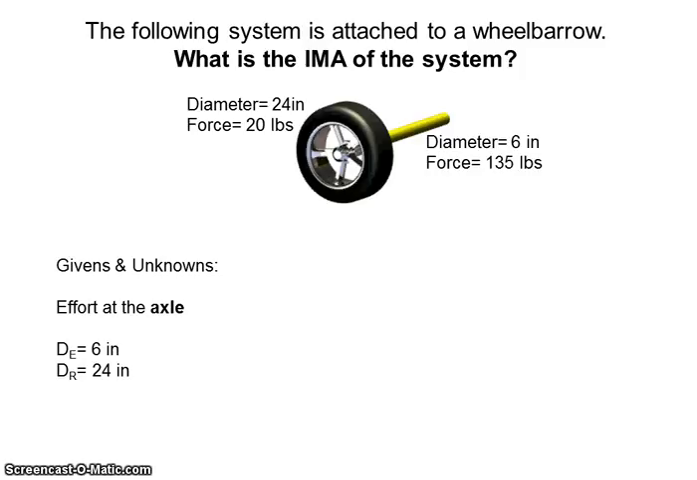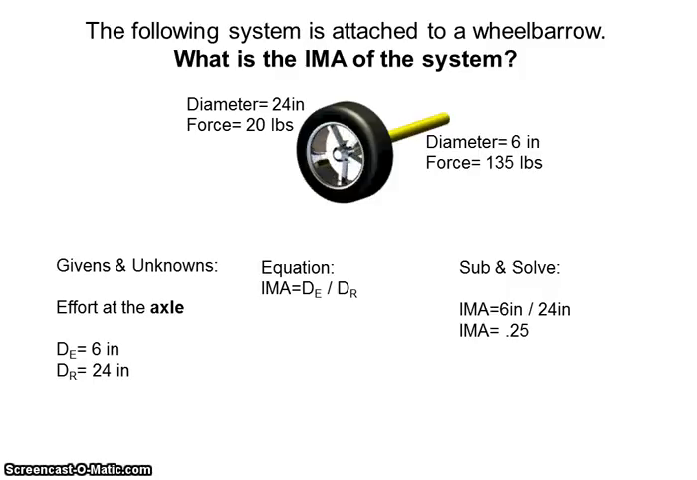So our equation that we're going to use is IMA is dE over dr. When we plug those in, we get 6 inches over 24 inches. So we have an IMA of less than 1, which is what you're going to see pretty much every time that you have a wheel and axle system where the axle is driving the wheel.